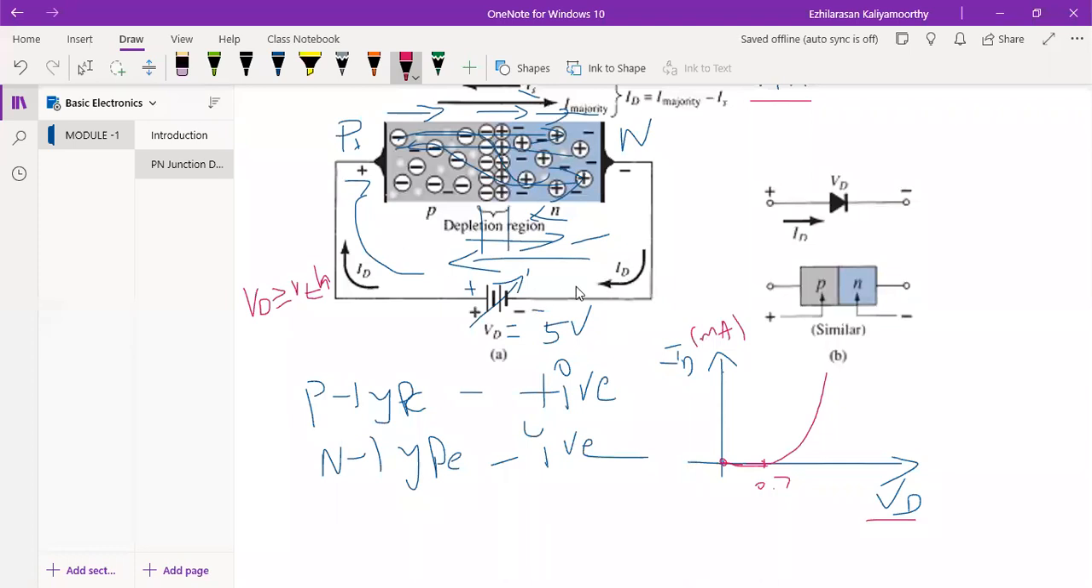So now from this we can say when the external voltage is applied to a diode such that it cancels the potential barrier here and permits the flow of current, that is why we said it permits the flow of current. It is called forward bias.